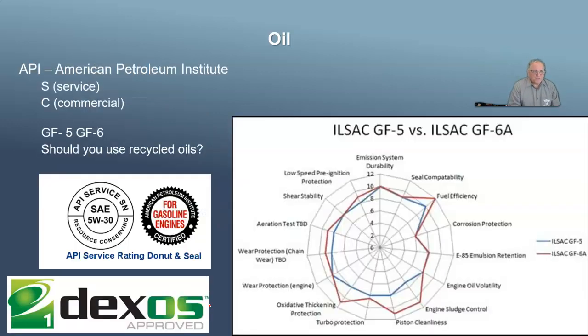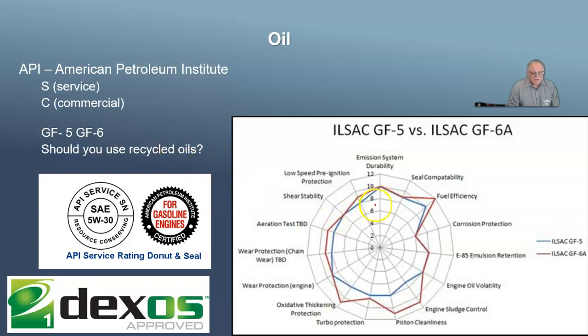The American Petroleum Institute. So I just discovered just before I made this video that there is a new SP standard that's out there. So they've gone beyond the SN. There's also what they're calling a GF5, GF6. The GF5 standard was the same as the SN. The GF6 is a standard that came out in May of 2020. The newer model vehicles are going to require that. And it's like the other oils. If it meets the GF6, that means it exceeds the GF5.